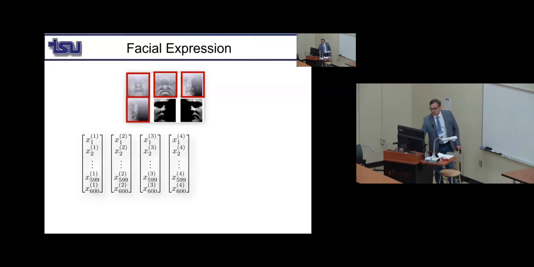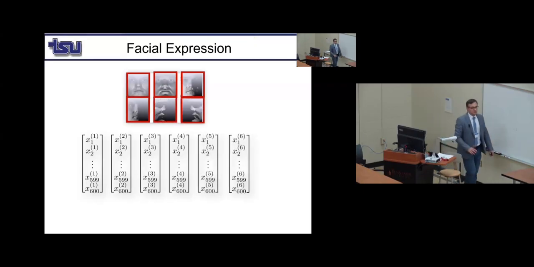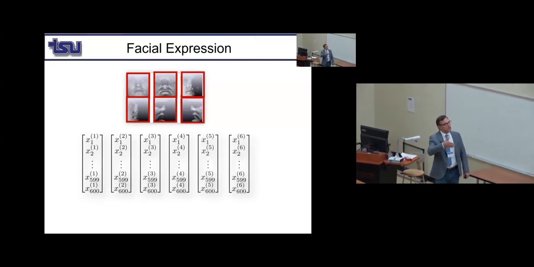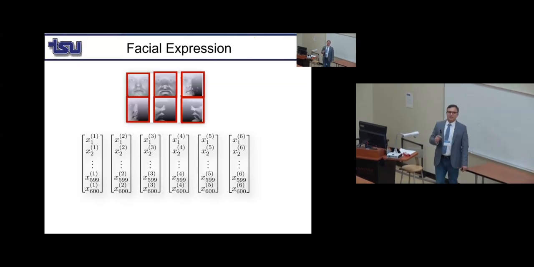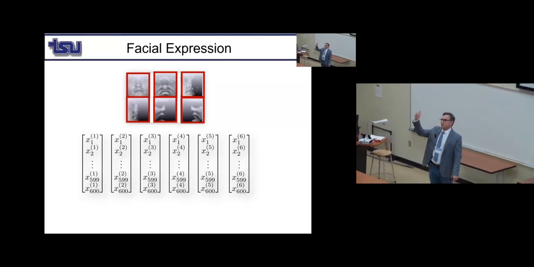And then I have those 6 images. So that means I have 6 vectors, and each one is 600 dimensional. So what is the dimension of my data matrix for this sample? 600 by 6. Right?